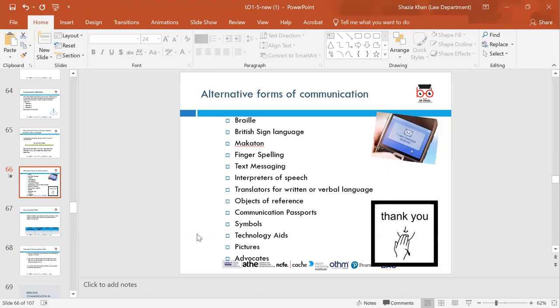The next one is Makaton, and Makaton is the UK's leading programme for adults and children with learning or communication difficulties. It is a language programme that combines signs, symbols, and speech to give different options for people to communicate. Using signs can help people who do not use speech.